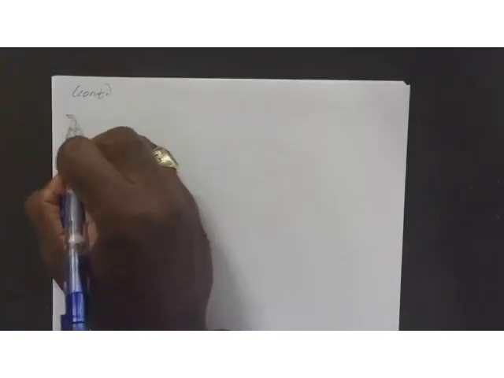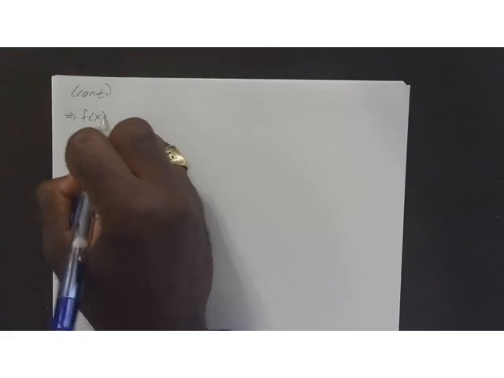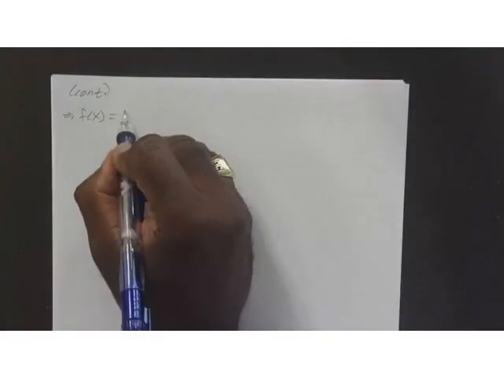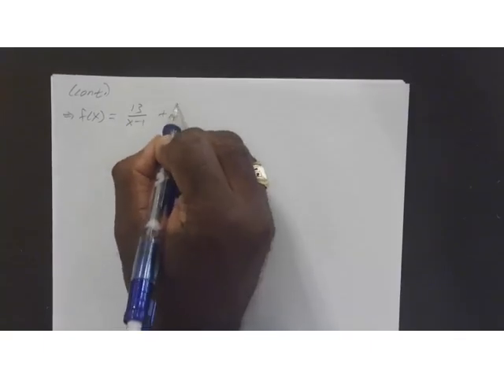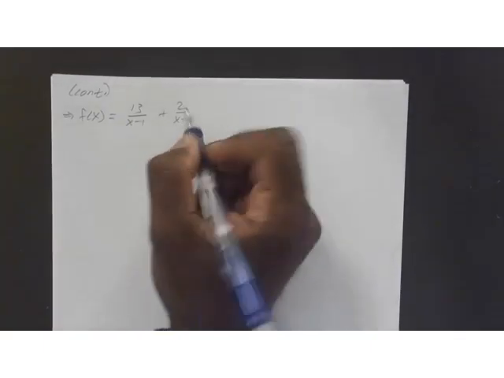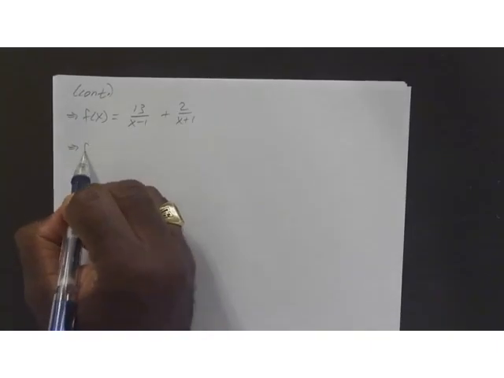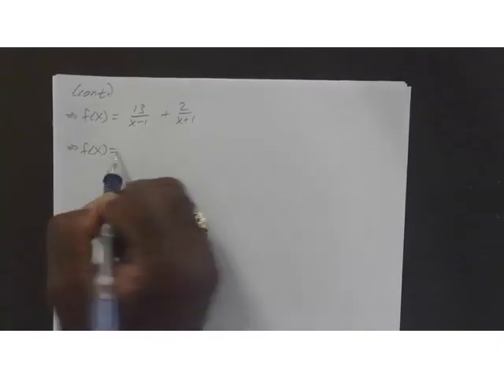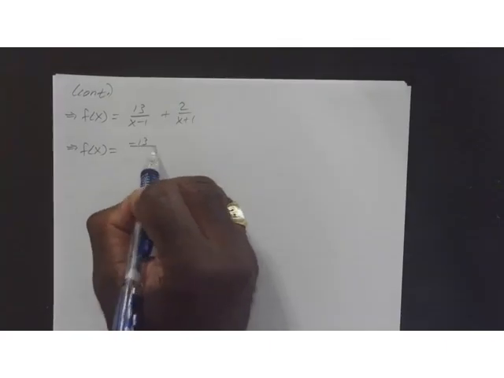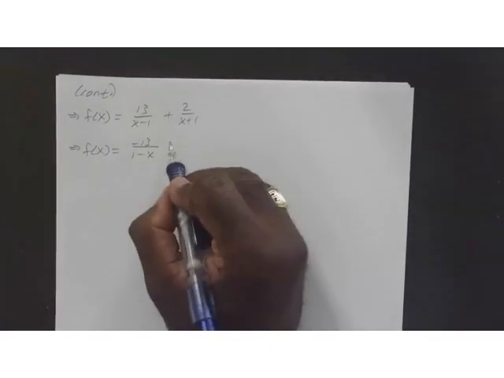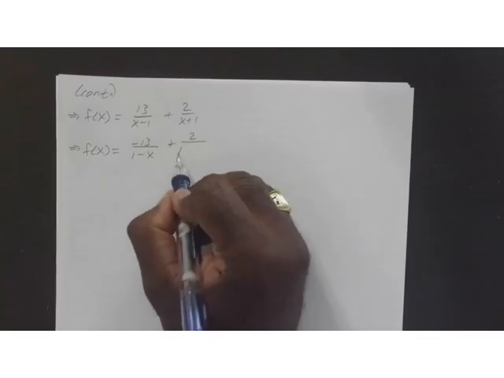So we know that we can rewrite our f of x as the sum of those two functions. So we have our 13 over x minus 1 plus 2 over x plus 1 that we rewrote in geometric series form as negative 13 over 1 minus x plus 2 over 1 minus negative x.